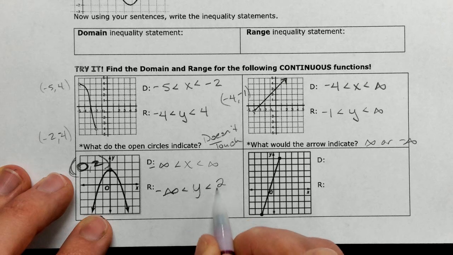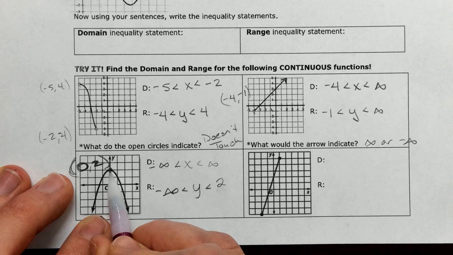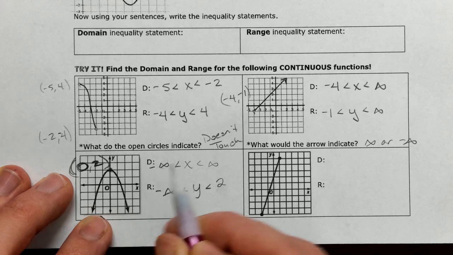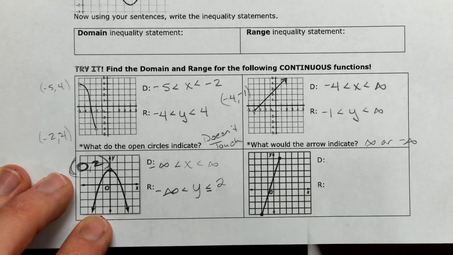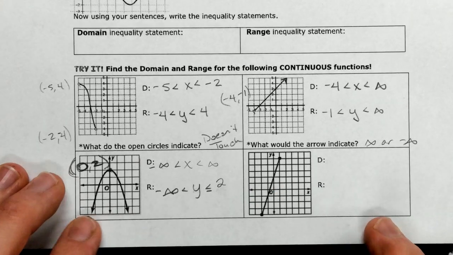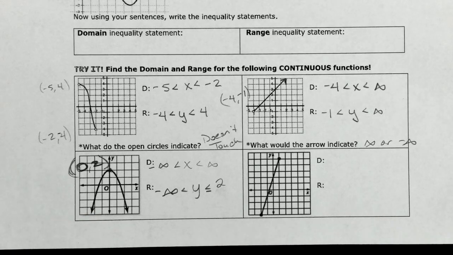Why do I need to change that sign? Is that an open circle? No. All right, so that circle is closed in. That means it touches at that point. If it touches at that point, I need an equal sign underneath my inequality. Good. Thank you for correcting yourself, Namdi. Perfect. Now I agree.